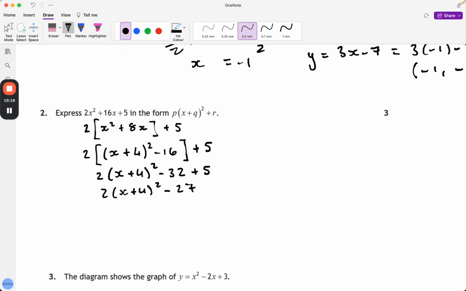And that is you. So that's you getting 3 marks from that. So you just keep in mind to take out that common factor, do the completing the square as normal, and don't forget that plus 5 at the end. And then when you're multiplying your square bracket out again, make sure to also times that minus 16 by 2 as well.